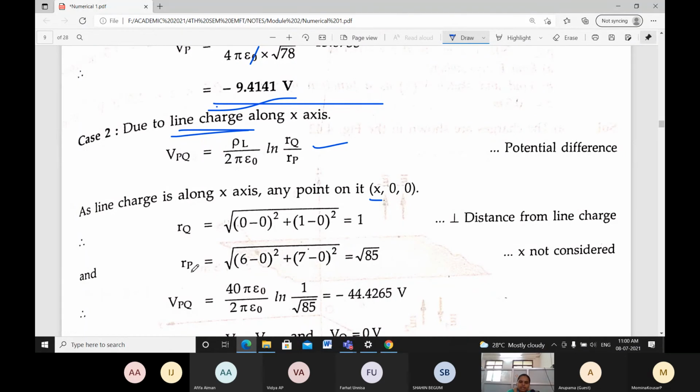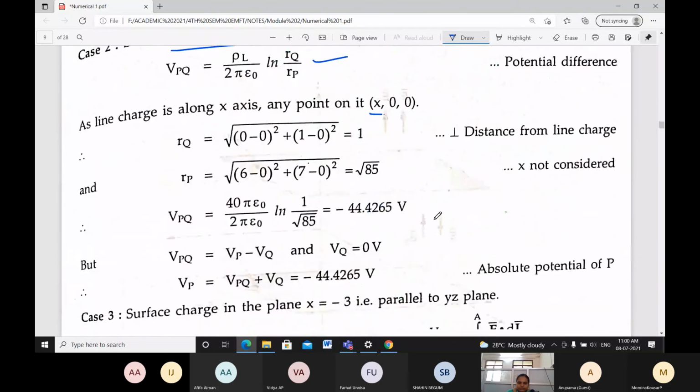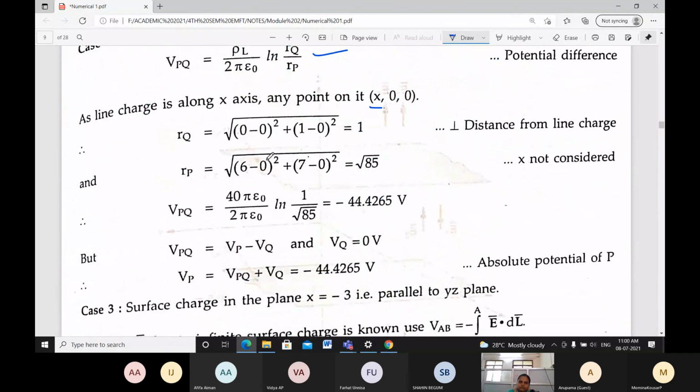Therefore, RP is going to be what? The point is only varying with respect to 3, 0, 0. In that case, you have to take 6 minus 0, then 7 minus 0. You should not consider the x here. That's going to be square root of 85. Then substitute in the equation.